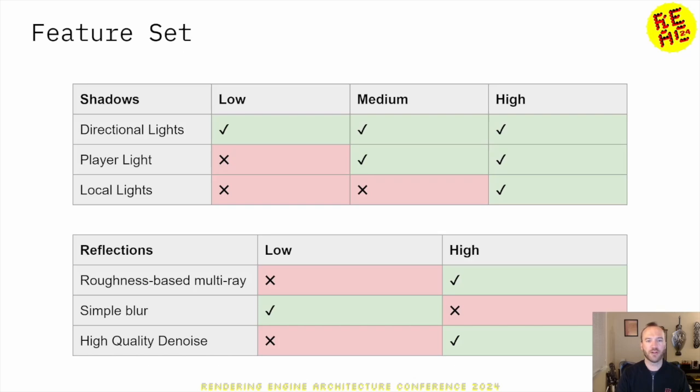Reflections were broken down into just two tiers, low and high. Low is a single ray solution treating the reflective surface as a mirror and only factoring in the surface normal, while high can fire multiple rays based on the roughness of the hit point. Low uses a simple blur as a post-process effect on the result, while high uses a higher quality denoise operation. The difference between the two is more subtle than with the shadow tiers.